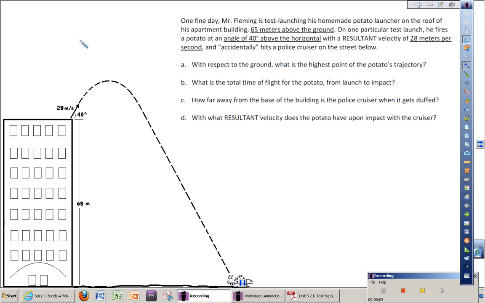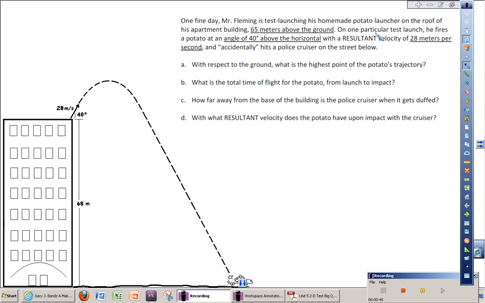Okay, so in this problem, we have Mr. Fleming test launching his homemade potato launcher on the roof of his apartment building that is 65 meters above the ground. On one particular test launch, he fires a potato at an angle of 40 degrees above the horizontal with a resultant velocity of 28 meters per second. Accidentally, he hits a police cruiser on the street below. And I wouldn't be so sure that that was an accident.